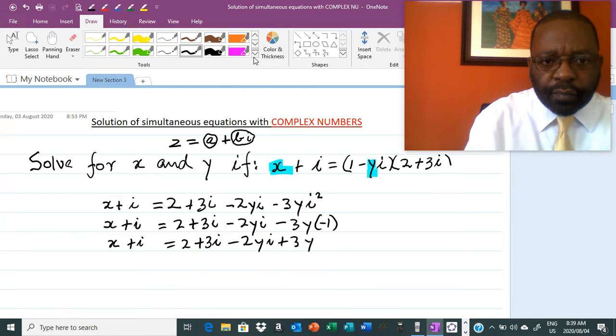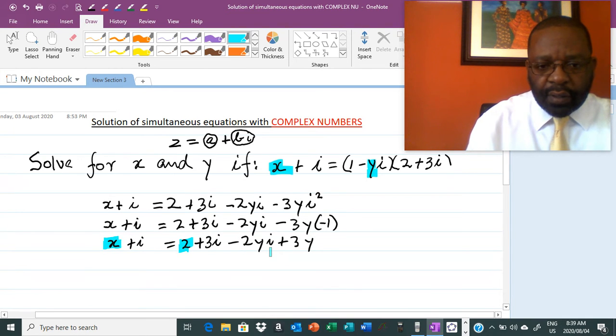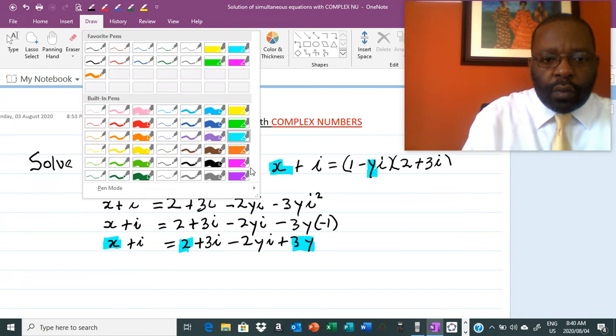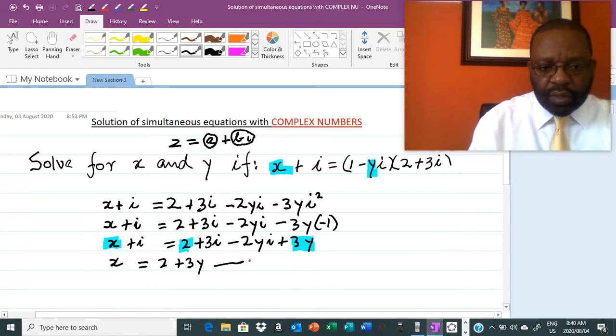Once we've done that, we are now able to see which part is real and which part is complex. The real part is the part that doesn't have an i, so it's x, it's 2, and it's 3y. So we need to set up our first equation using the real part, which is x equal to 2 plus 3y. We call that equation 1.